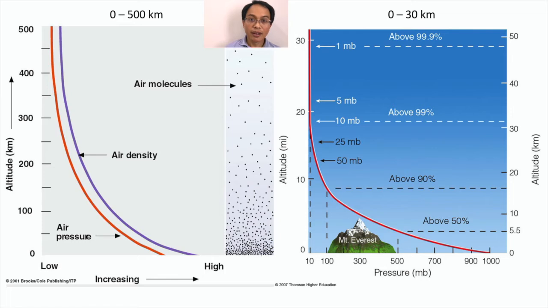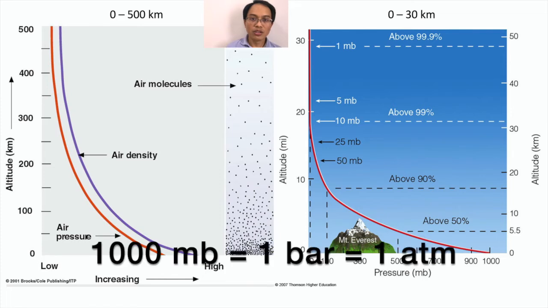Now, on the right of the slide is a zoomed-in version of the figure on the left. The right axis of the figure ranges from 0 to 30 kilometers, while the left axis is in miles. We see here the air pressure on the surface of the Earth is 1000 millibar. The millibar is a common pressure unit used for the atmosphere, where 1000 millibar is equivalent to 1 bar, and 1 bar is the same as 1 atmosphere, or ATM.